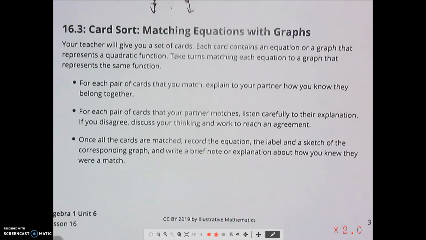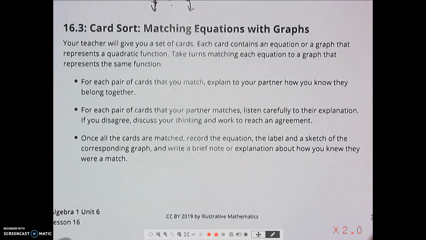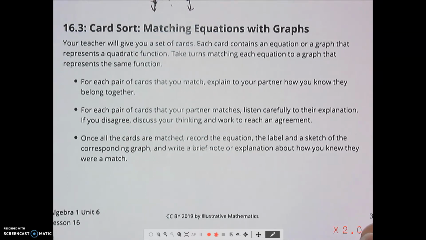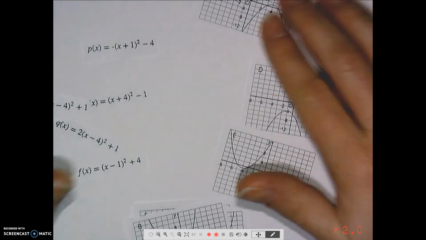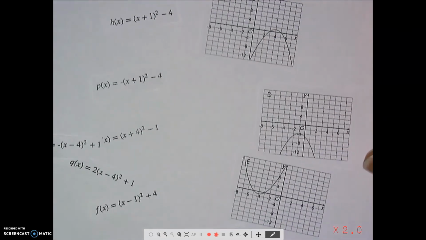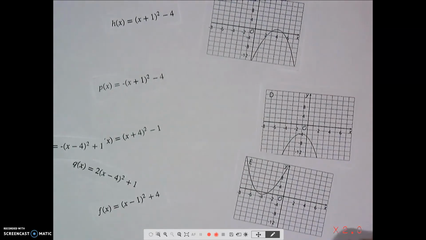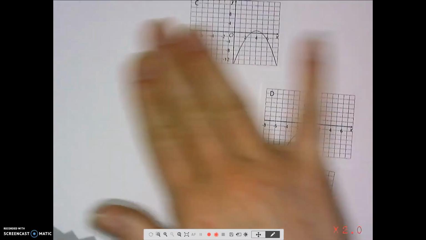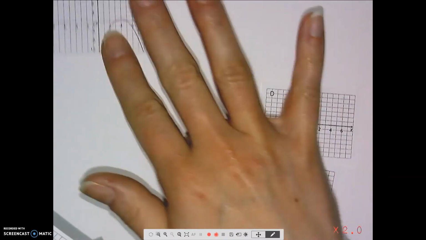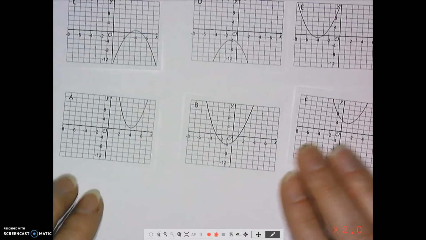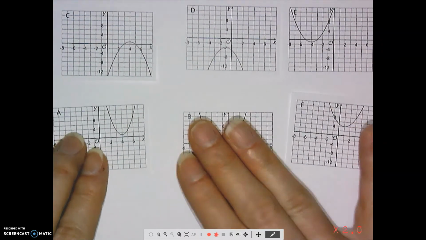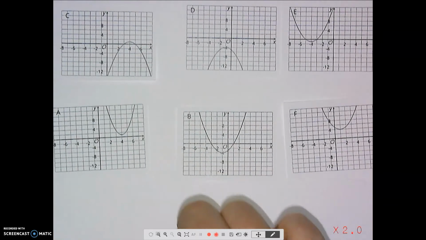All right, the last piece that we're going to be dealing with is a card sort. I'm going to show 6 equations and 6 graphs, and we're going to match them together. So here we have 6 graphs and 6 equations. Let's see what we can do here. These aren't in any particular order, and that's fine. All of our equations are in vertex form.